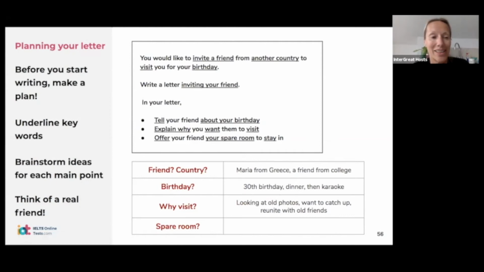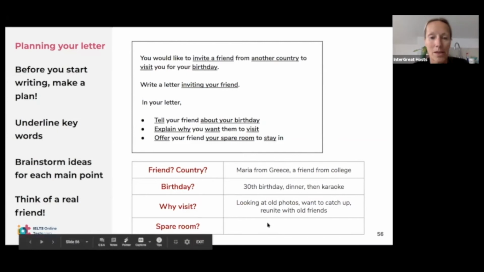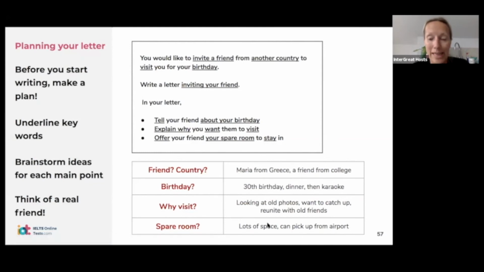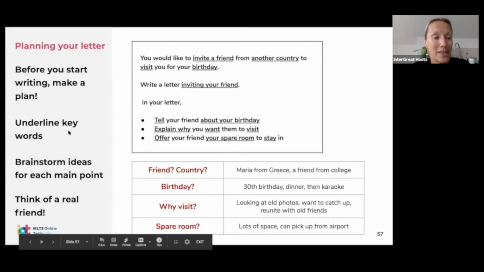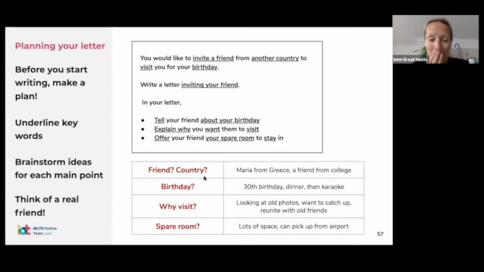Why karaoke? Good question, Ahmed. I wouldn't want to do that either. Spare room. You can say you have lots of space and you can pick them up from the airport. So remember at this stage, Ahmad and other people who are asking about this, it's all about planning. It's brainstorming. You're just getting a few ideas down, and then you can develop them. Looking at it like this doesn't make a lot of sense, but you're just getting a few ideas down and then you develop them into a letter.